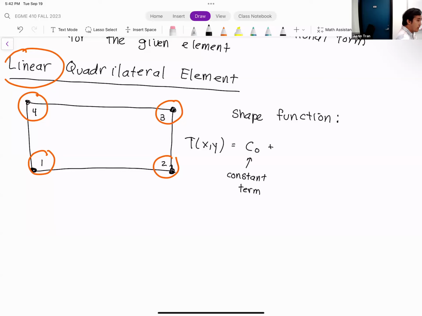Next, we have a term that's linear in X and a term that's linear in Y. This term right here is linear in X, and this term right here is linear in Y. When I say linear, that means the exponent on the variable is one. So it's C1 times X to the first power plus C2 times Y to the first power. A quadratic function, on the other hand, has power 2, but we're sticking with just linear.